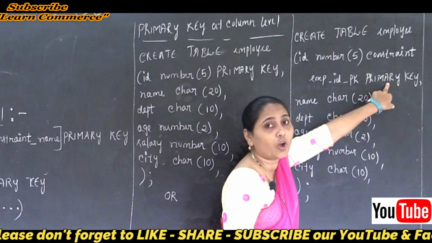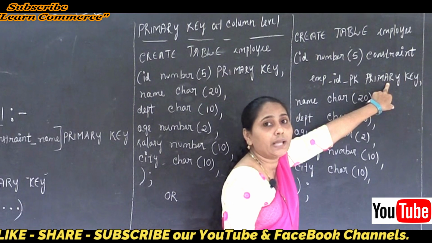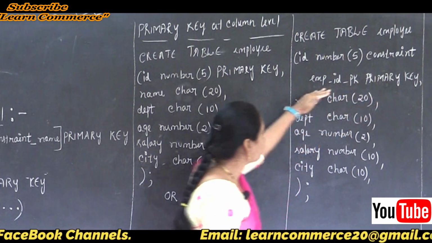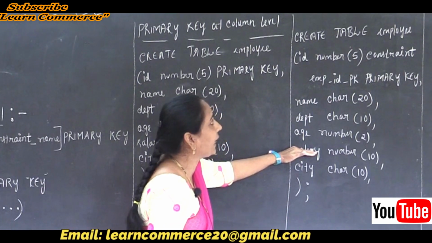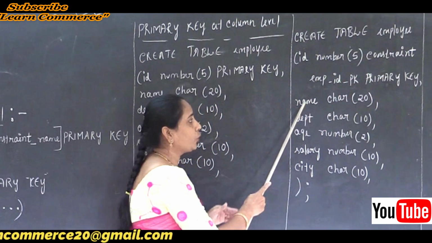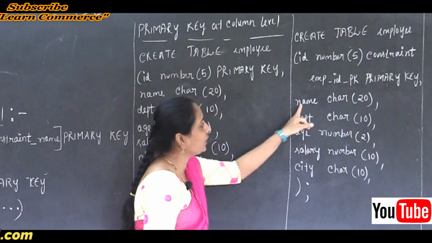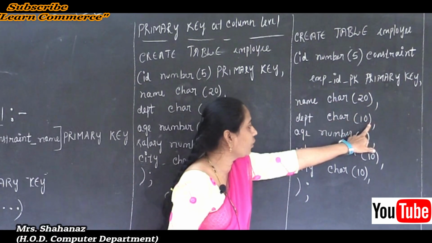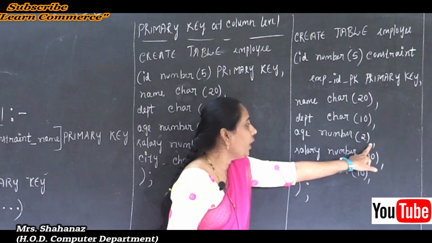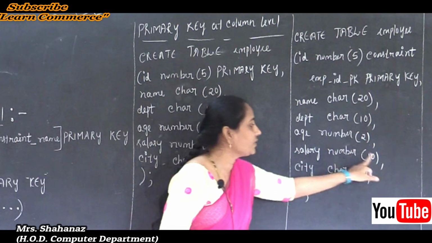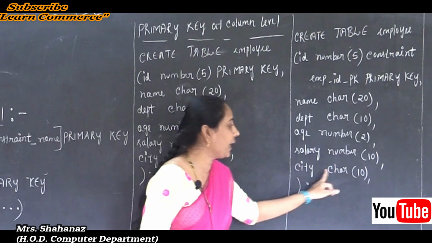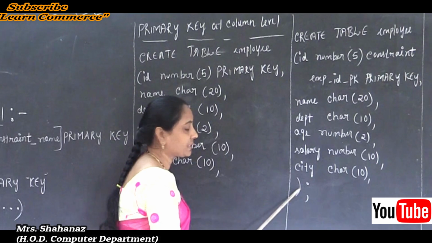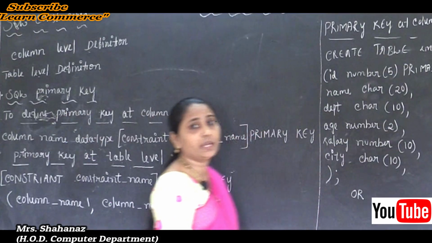The constraint is the primary key, which uniquely identifies each record in the table, and some of the columns, whatever columns I need in the employee table, all those columns I wrote. Clear? So the name char 20, comma, department char 10, comma, age number 2, comma, salary number 10, comma, and city char 10. Then I opened the parenthesis bracket, and such parenthesis bracket is closed by using the semicolon.